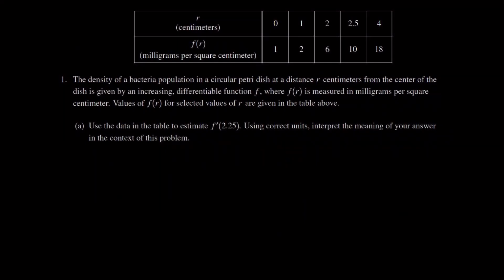In this question, we are given that the density of a bacteria population in a circular petri dish at a distance r centimeters from the center of the dish is given by an increasing differentiable function f, where f of r is measured in milligrams per square centimeter. And that's important because at some point we will have to interpret the answer. And values of f of r for selected values of r are given in this table above. Question A asks us to use the data in the table to approximate f prime at point 2.25.